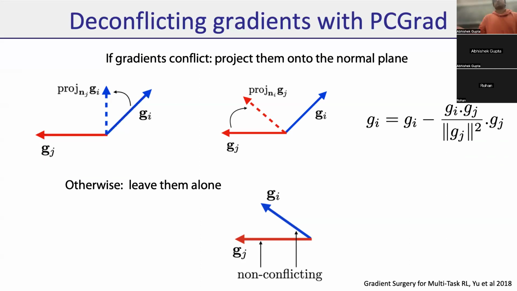Do we choose one of the two? You do it on both. Then you just add the gradients and then you do gradient descent. Yeah, that's right. You run projection of Gi on Gj and projection of Gj on Gi.